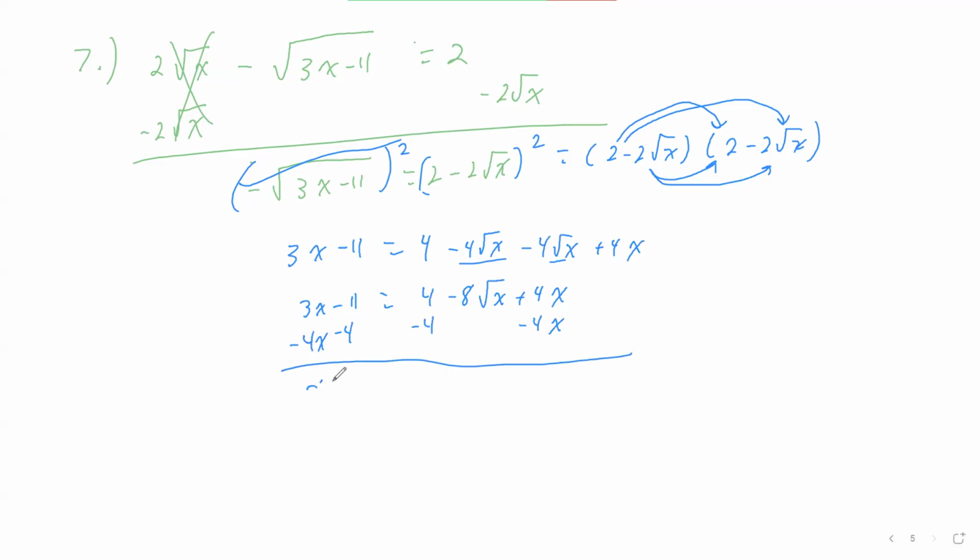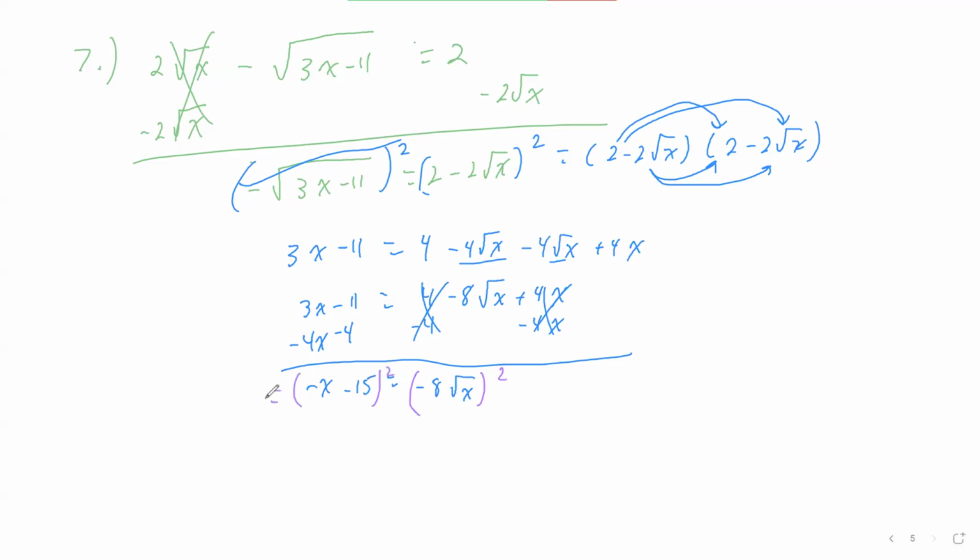So this gives me negative x minus 15. That goes away. I get negative 8 square root of x, and that goes away. You can go ahead and divide by negative 8 if you want. I don't, because I don't want to have to deal with fractions. So now at this point, I'm going to square it again to get rid of this square root.